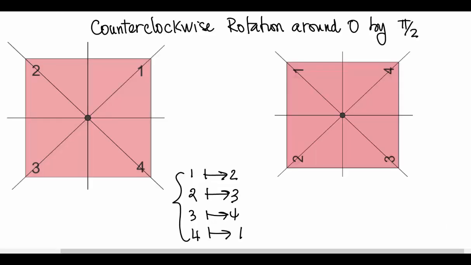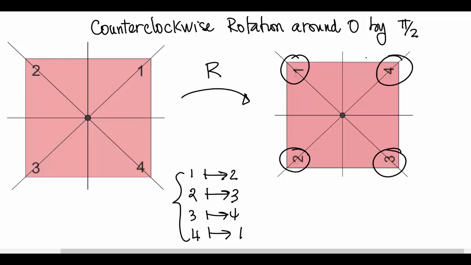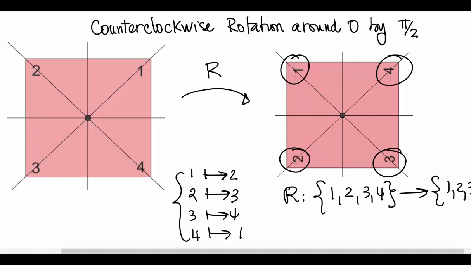Notice that under this map, when we rotated the plane around the origin by 90 degrees, we call this map R. Then 1 is now located in the second corner. The vertex 2 is now located in the third corner. The third vertex is now in the fourth corner, and the fourth vertex is located at the first position. So this rotation can be represented by a function. You can think of this rotation R as a function mapping the set containing 1, 2, 3, 4 into the set containing 1, 2, 3, 4, where 1 goes to 2, 2 goes to 3, 3 goes to 4, and 4 goes to 1.